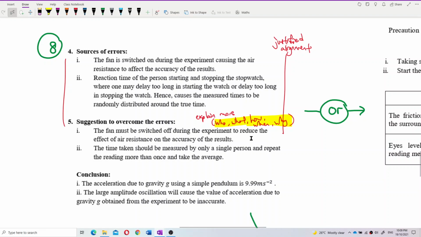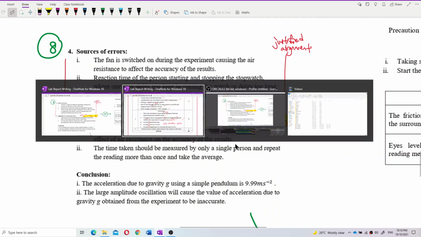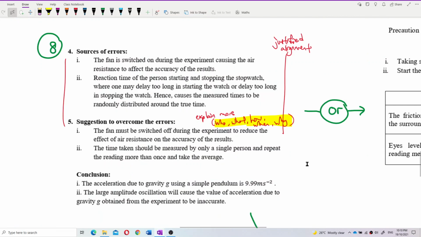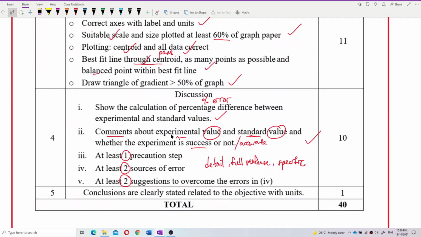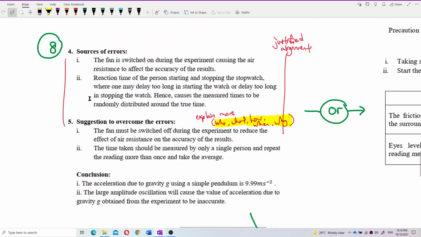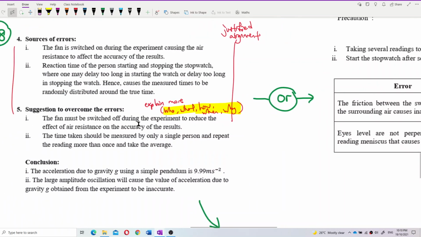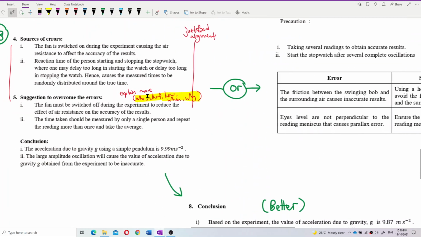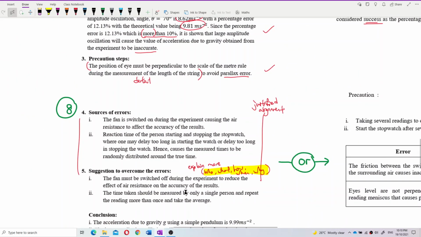Okay. Remember, must be detailed, full sentence, and specific. Okay, so I'm very happy with these errors. So he gets full marks also. She gets full marks also, for all that. Good. So the other, remember, must have precaution, errors, and suggestion to overcome. Right, you must have all this.